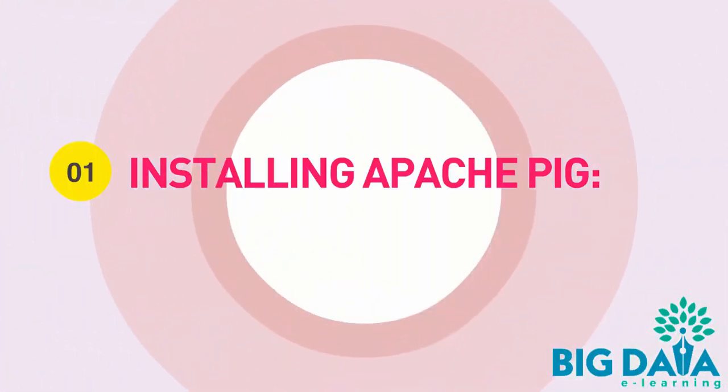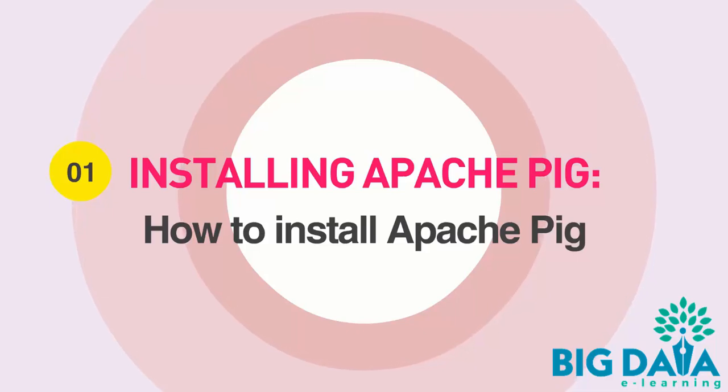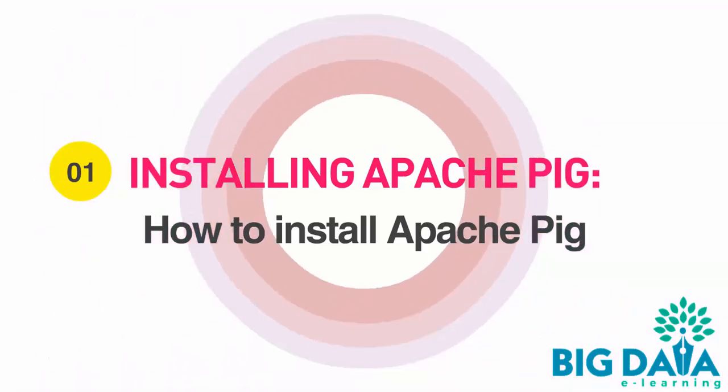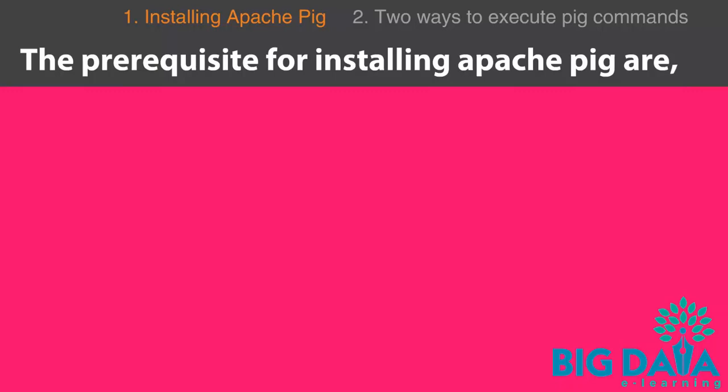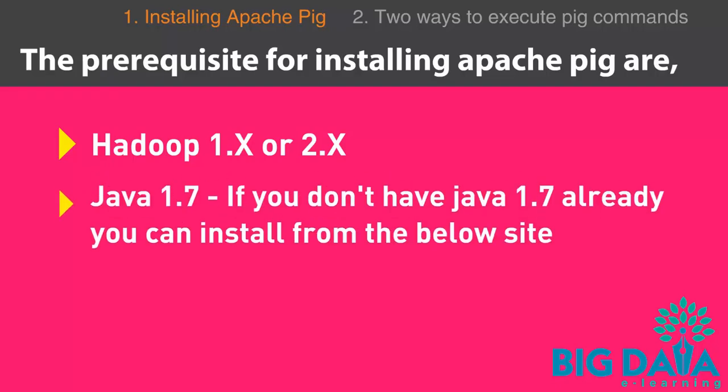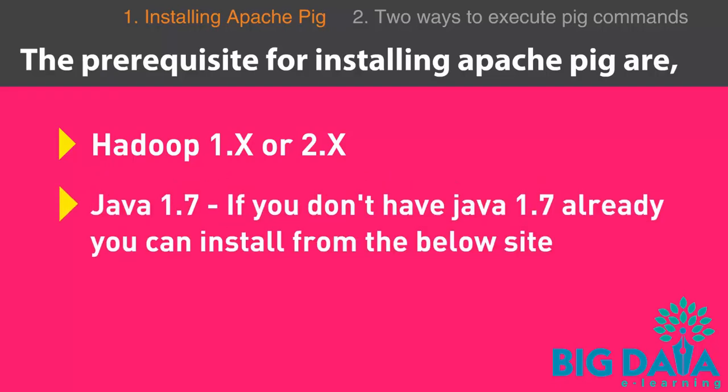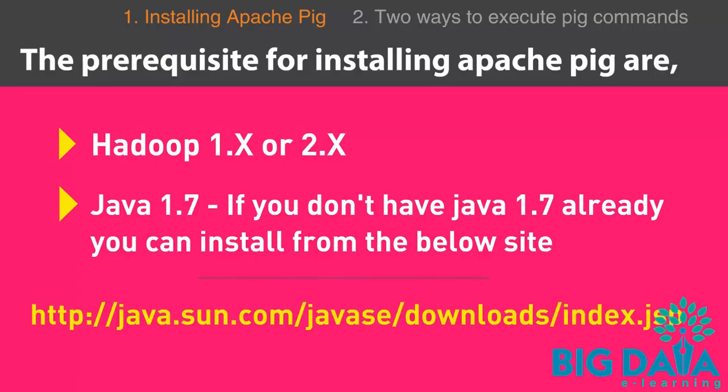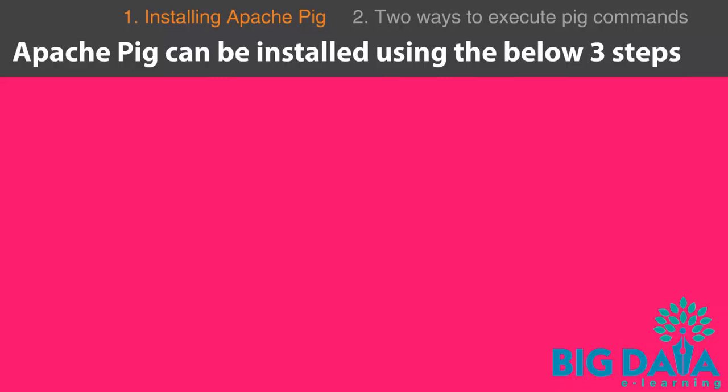Installing Apache Pig. How to install Apache Pig. The prerequisites for installing Apache Pig are Hadoop 1.x or 2.x and Java 1.7. If you don't have Java 1.7 already, you can install it from the below site. Apache Pig can be installed using the below three steps.